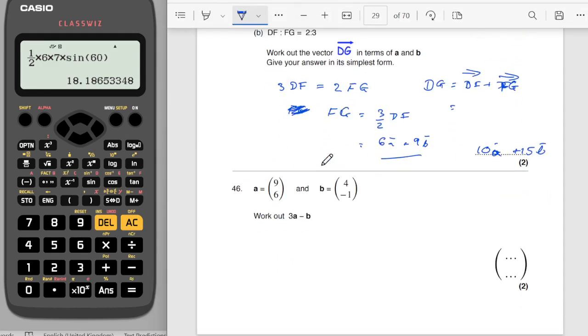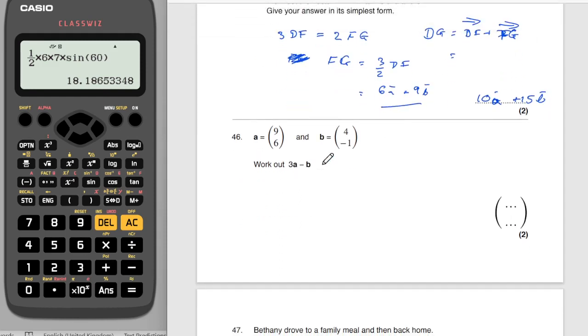Okay, and then question 46, work out 3A minus B. So I'm going to write down 3A first of all. So 3A is going to be 9 times 3 is going to be 27, and then 3 times 6 is going to be 18. And from that, I need to subtract 4 and I'll put it in a bracket for now, and minus 1. So 27 minus 4 is going to give me 23, and then 18 minus 1 becomes plus 1, so it would be 19.